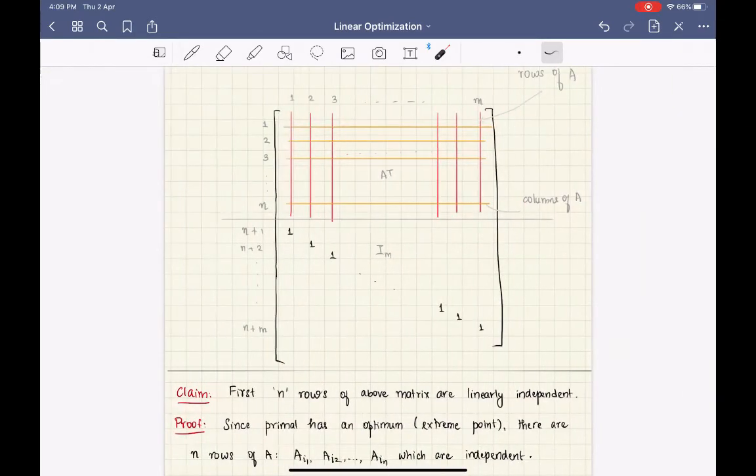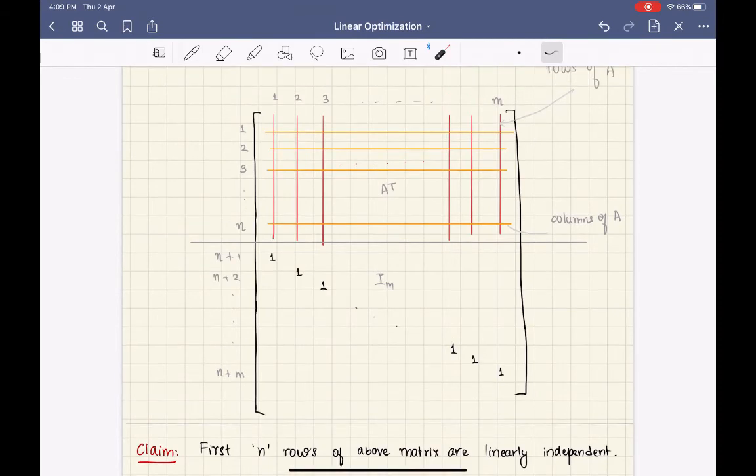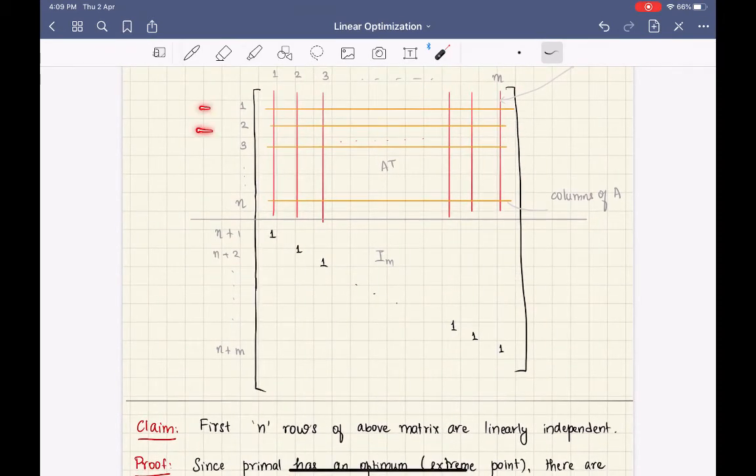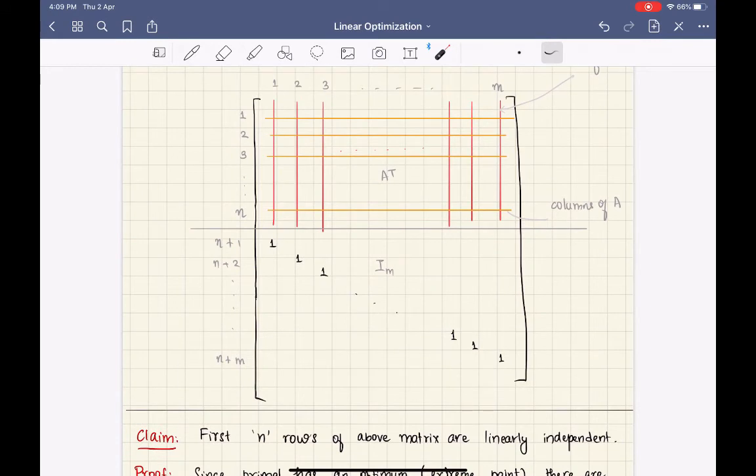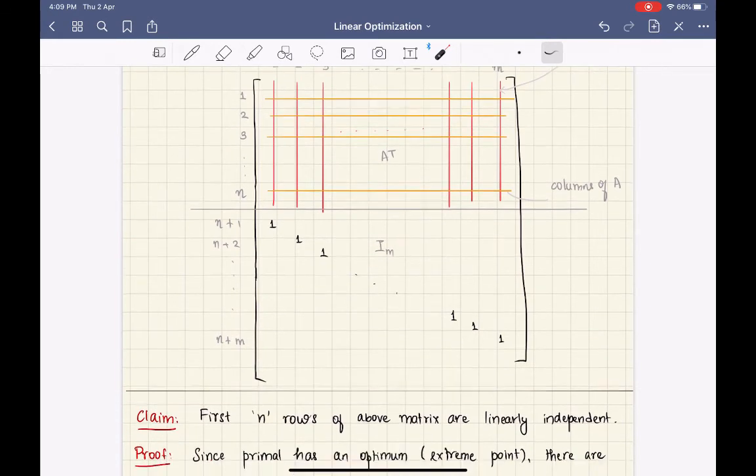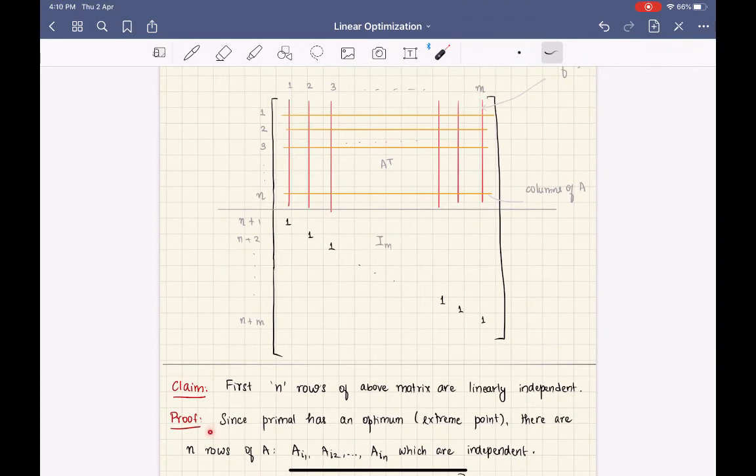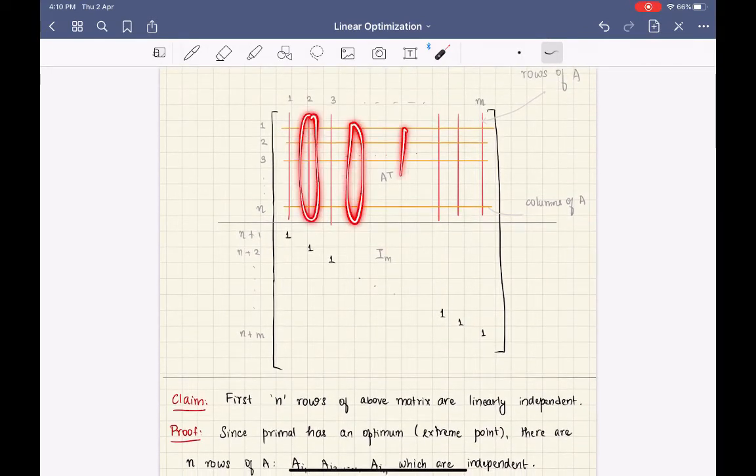So the first thing to note is that if I look at the first n rows of this matrix, they are going to be linearly independent. Okay, so why so? So let me read through this. So since primal has an optimum, that means there is an extreme point, there are n rows ai1, ai2 till ain, which are linearly independent. So let them be somewhere here, ai1. So these are going to be the rows of A, right? ai1, ai2, ai3 and ain.